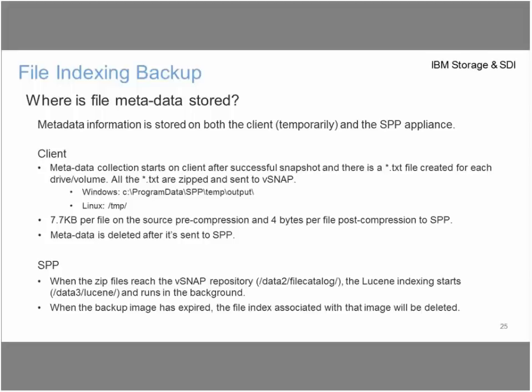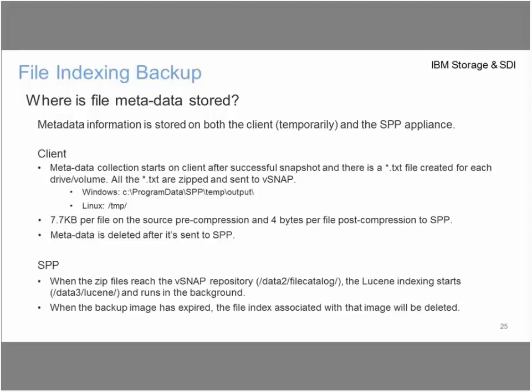It's going to grow at the time of the snapshot job, get zipped up, compressed, and sent to the Spectrum Protect PLUS server, and once it's received on the Spectrum Protect PLUS server, it's then going to be deleted off of the client. It's no longer needed on the client. So on the Spectrum Protect PLUS server, when the zip files reach the vSnap repository, they're going to get written to the data2 file catalog directory, from where the Lucene indexing is going to start. Once that Lucene indexing is complete, it's going to move the data to the data3/Lucene directory, right, where it's then going to be available for recovery, right? And I'll show you what that looks like from the UI as well.